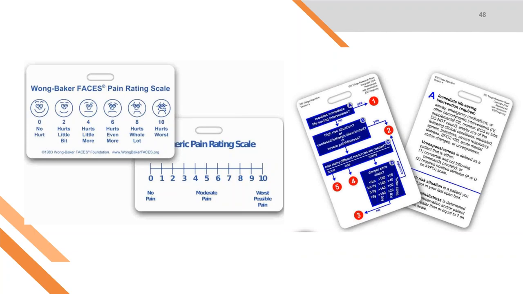These are some examples of pocket cards that are currently available on the internet for purchase, and these are just some random examples. So you'll see here the Wong-Baker FACES pain rating scale, as well as the ESI triage algorithm that Kate mentioned earlier.